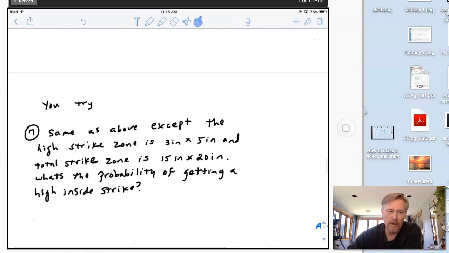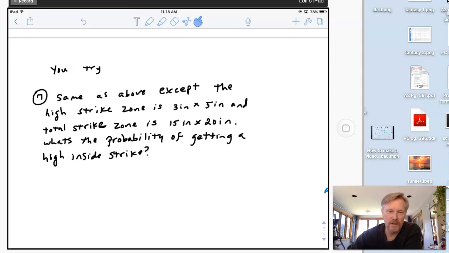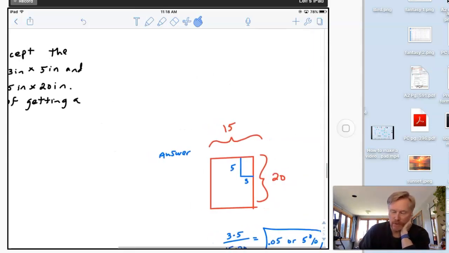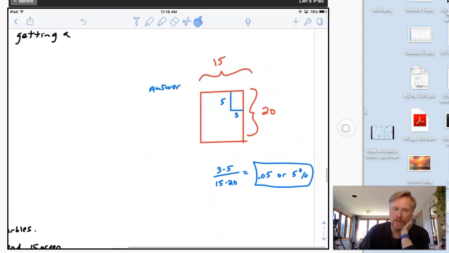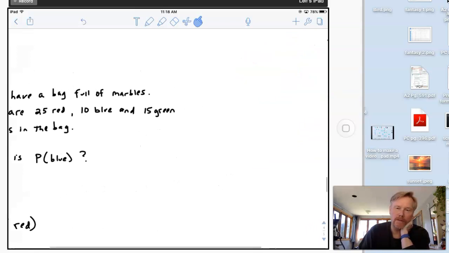Next one. I want you to try this one. It's the same problem. The only thing that's different is we changed the sizes of the strike zone and the high strike zone, the high inside strike zone. So I want you to try this out. Draw a diagram and then do your ratios. I want you to hit pause and then come back. Hit pause now. Great. Welcome back. So if you did this correctly, you should have gotten that. All right, so there's what the answer should have been. All right, next.